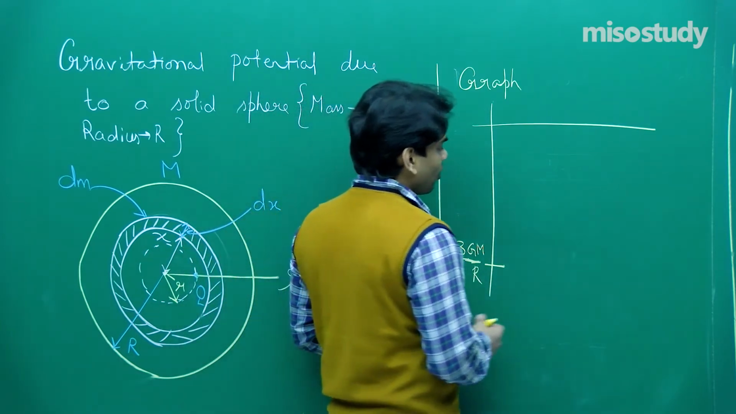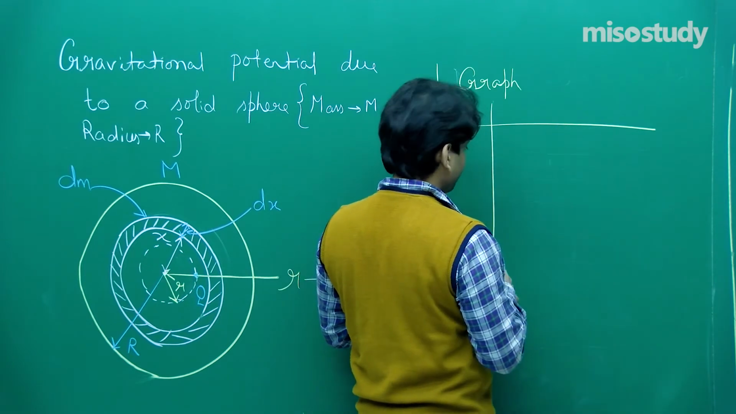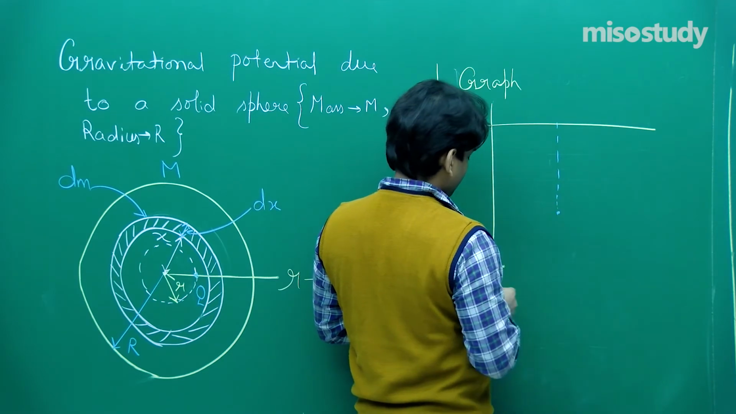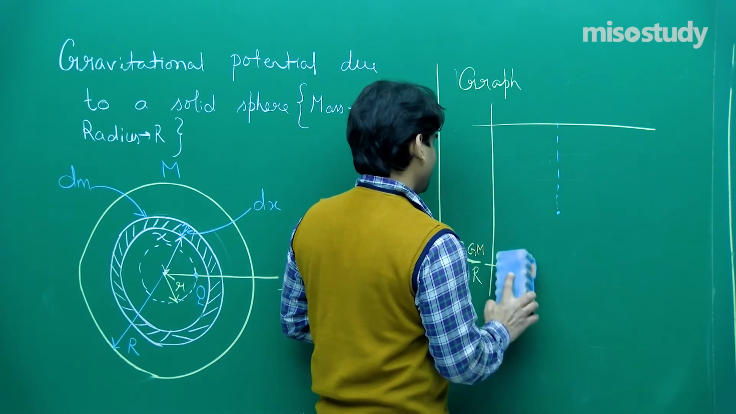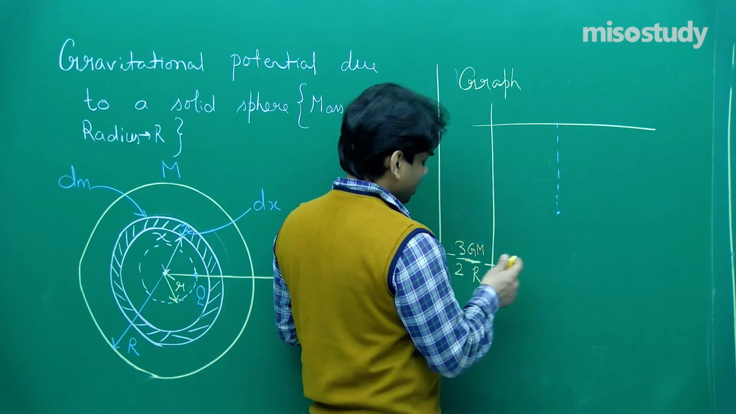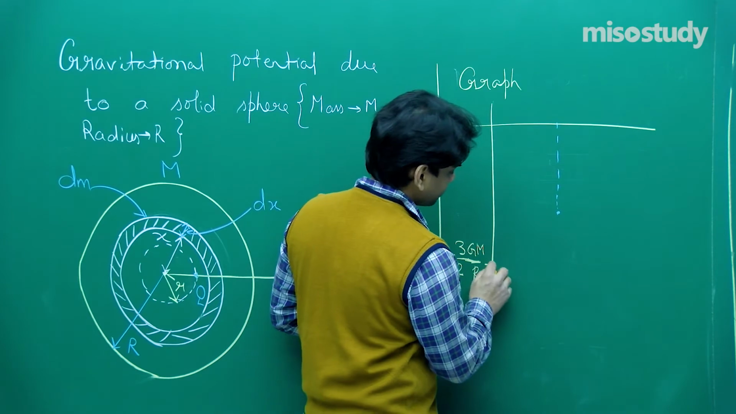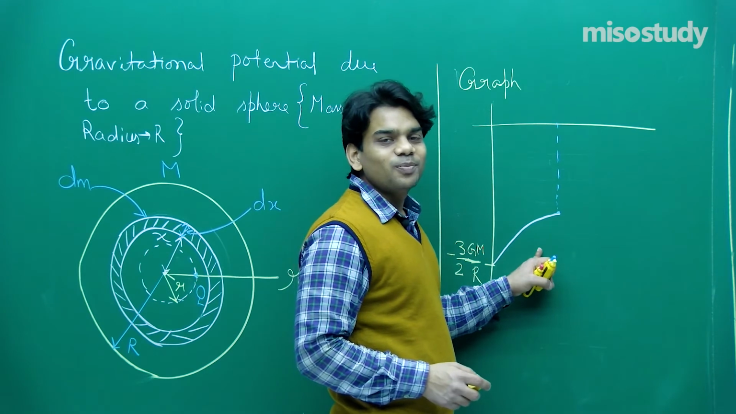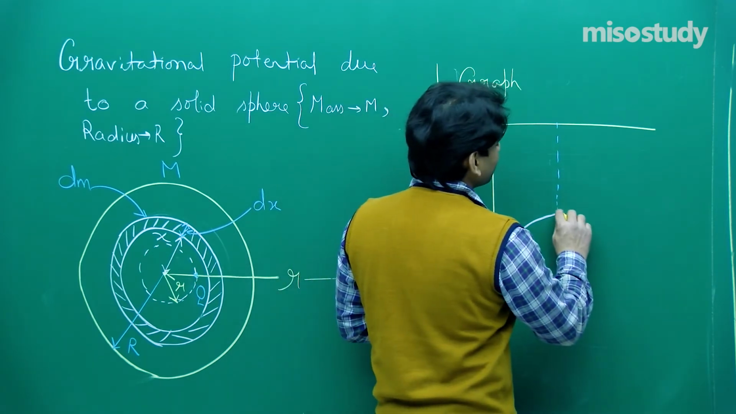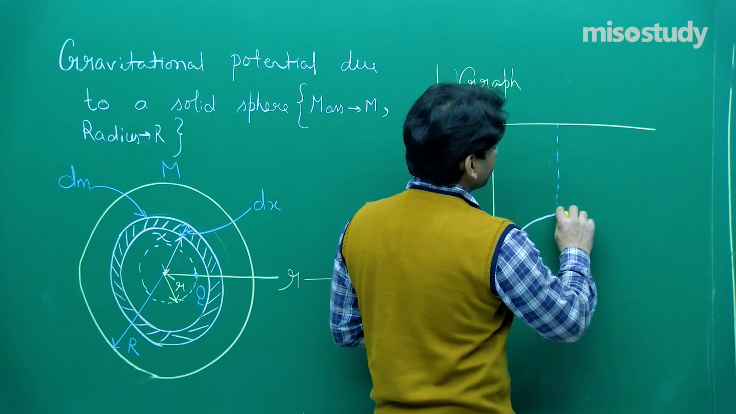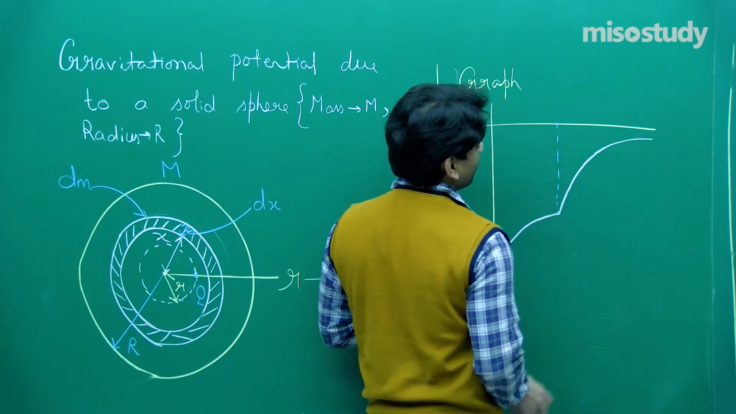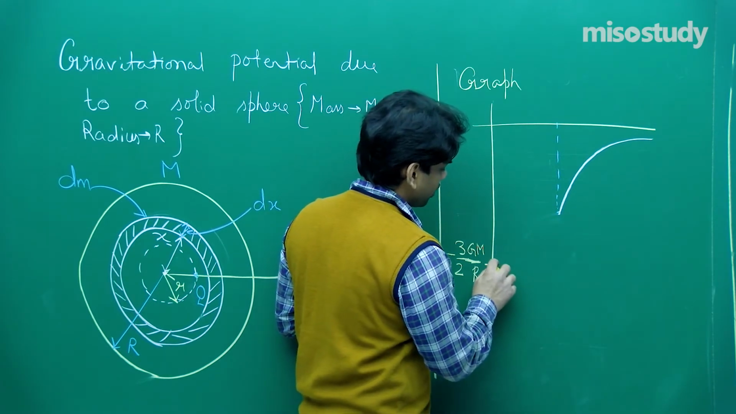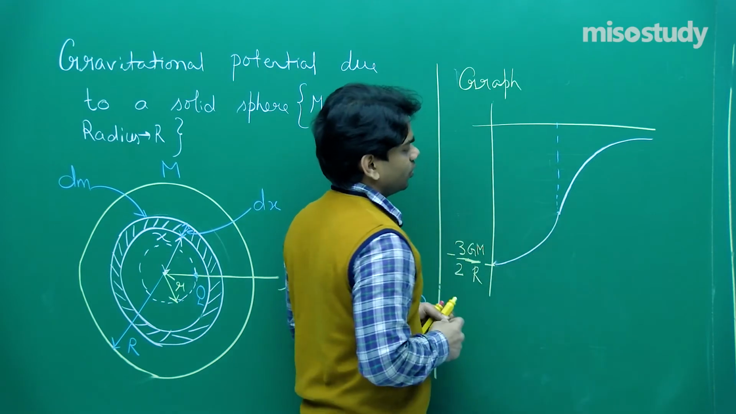Now, on the surface, the potential will be minus GM by capital R. So, how is it varying in the internal positions? It varies as shown here. It will vary in this way, and then we vary the potential again for an external point using the formula minus GM by r. It will be somewhat like this. You may make a curve like this.